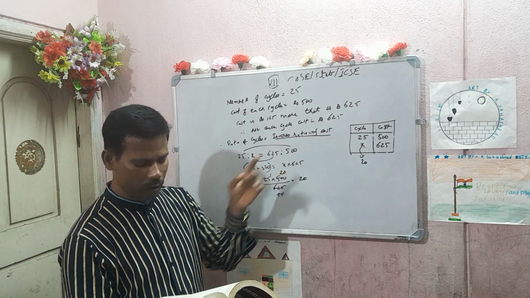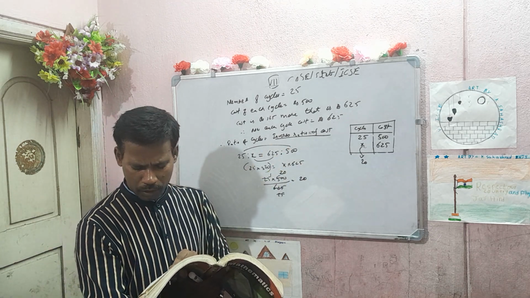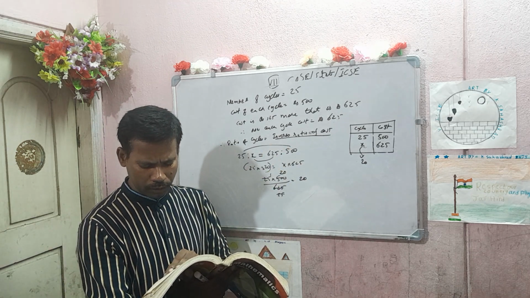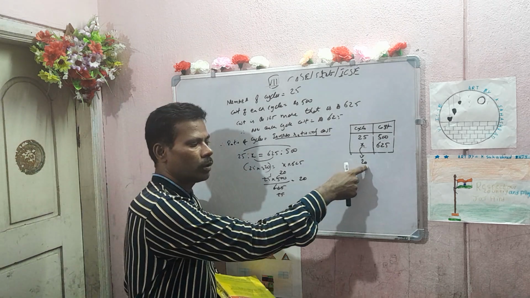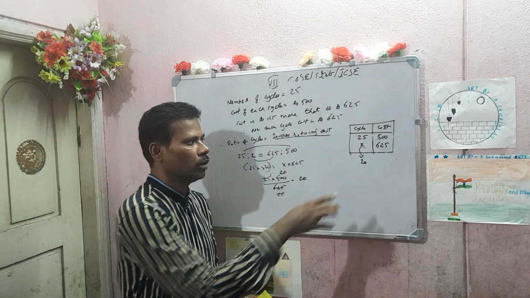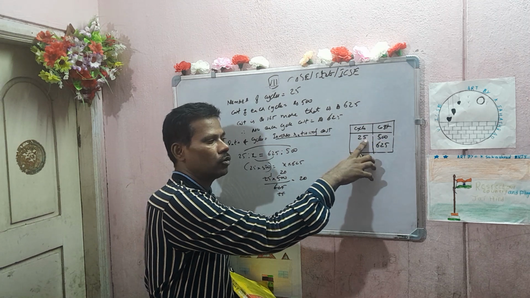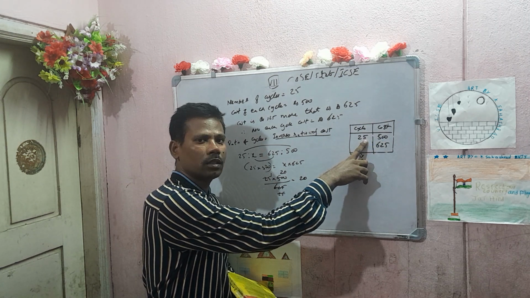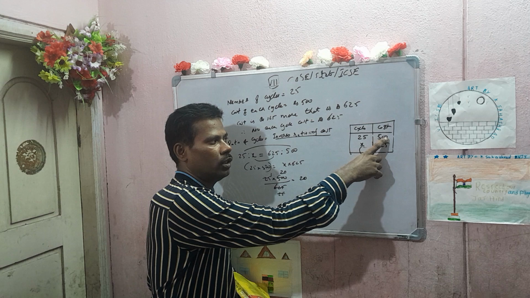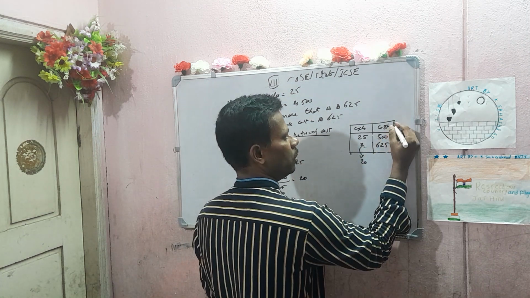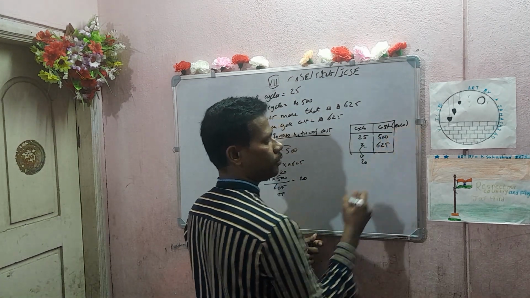Now how many cycles will he be able to buy? He will be able to buy 20 cycles because the cost is increasing. Earlier the cost was 500, so he could purchase 25 cycles. This one, cost each, you can put it in brackets.